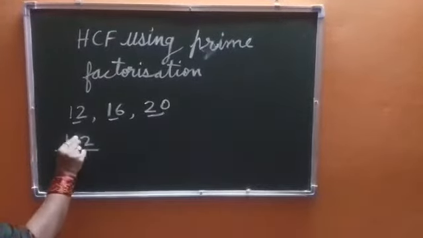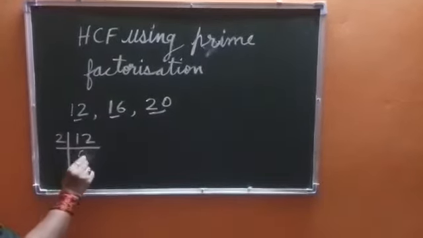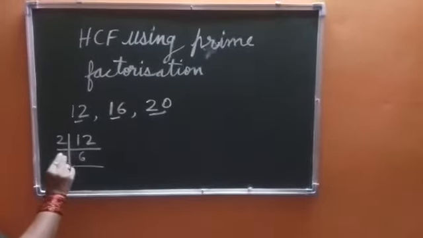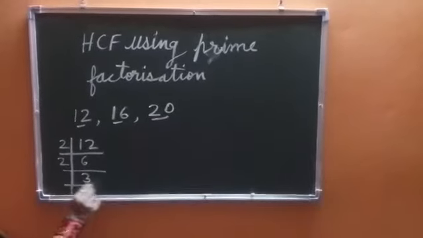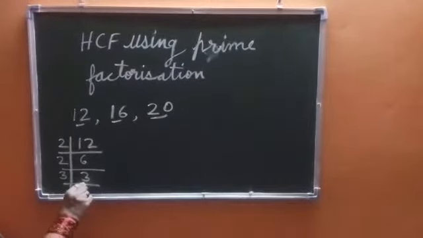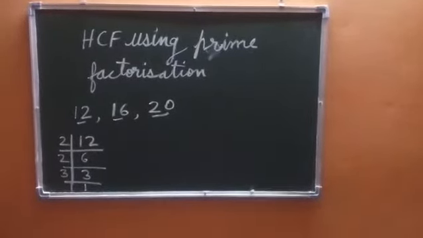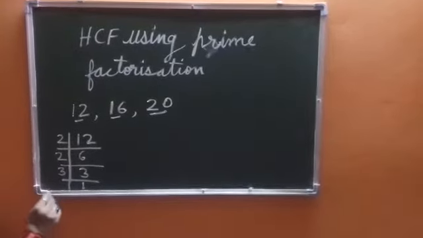12 is divisible by 2. So 2 sixes are 12. 6 is also divisible by 2. So 2 threes are 6, and 3 is divisible by 3 only. So 3 ones are 3. This is the prime factorization of 12.